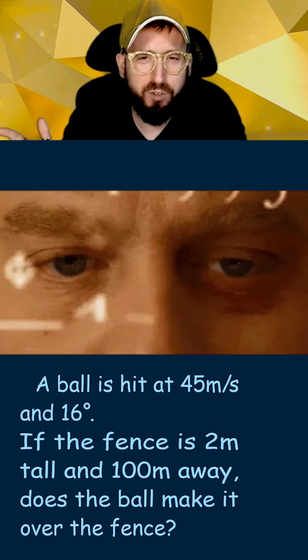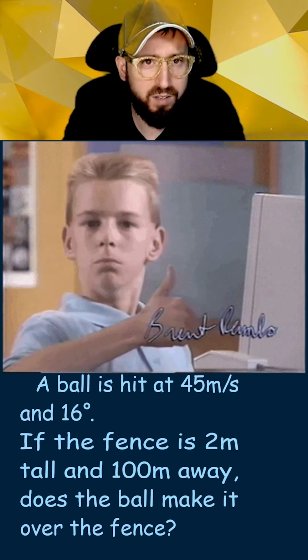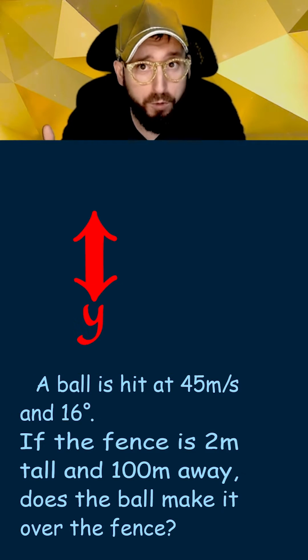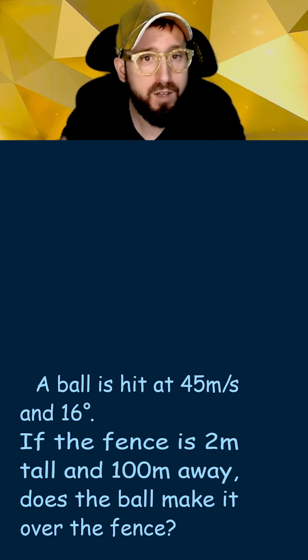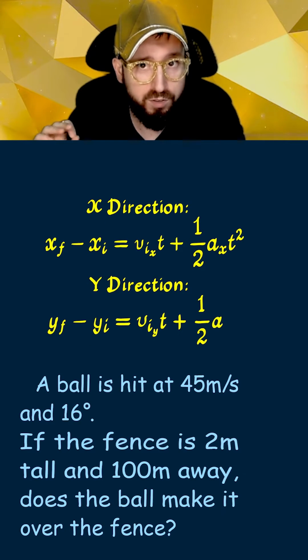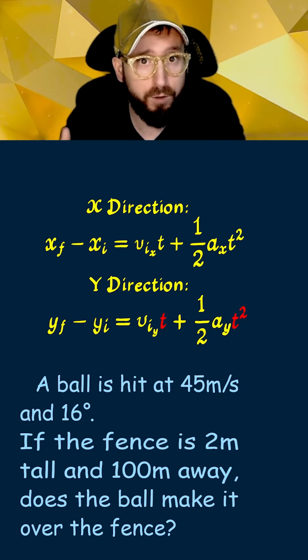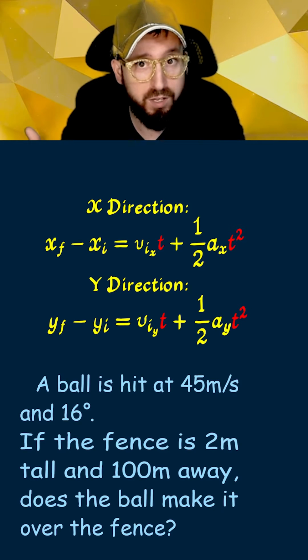Now I know there are a lot of numbers in this problem, but here's a general strategy to make it easy. Anytime you have an object moving in both the up, down, and the left, right direction, the key is to write out the kinematics equations separately for each direction. Then you solve for the time t in one direction and plug in the same t into the other one.